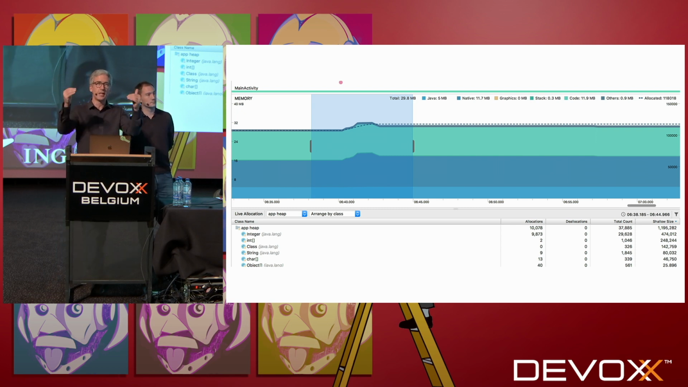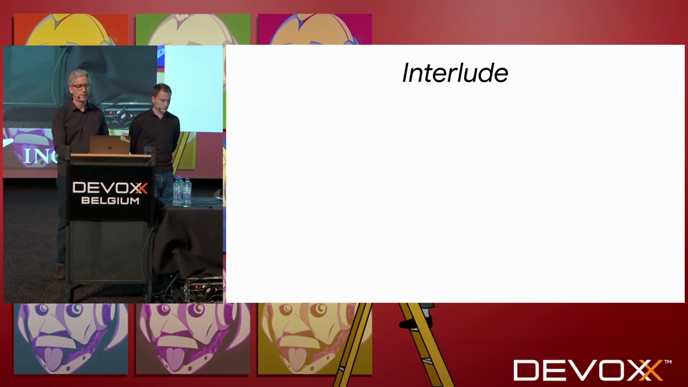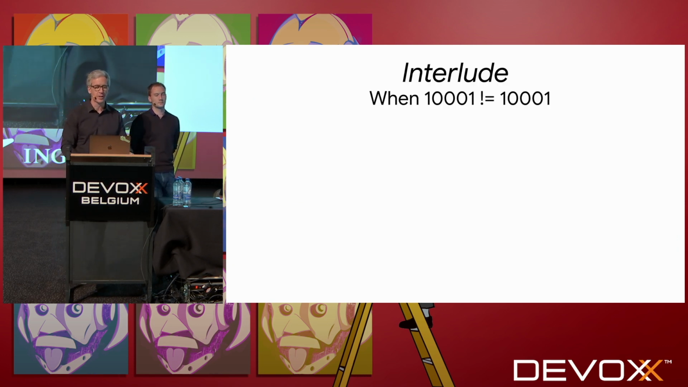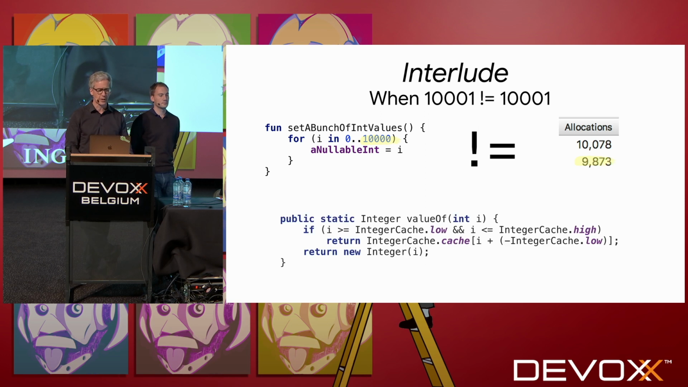So you select that, and then down in the bottom of the IDE, you see more information about all of the objects that were allocated in there. If you look closely, it looks like there were a bunch of integers allocated, exactly 9,873, which is weird because in our tight loop, we were going through 10,001 times. So what is going on when 10,001 doesn't equal 10,001? Here was the code going up to 10,000, but those were the number of objects that were actually allocated.